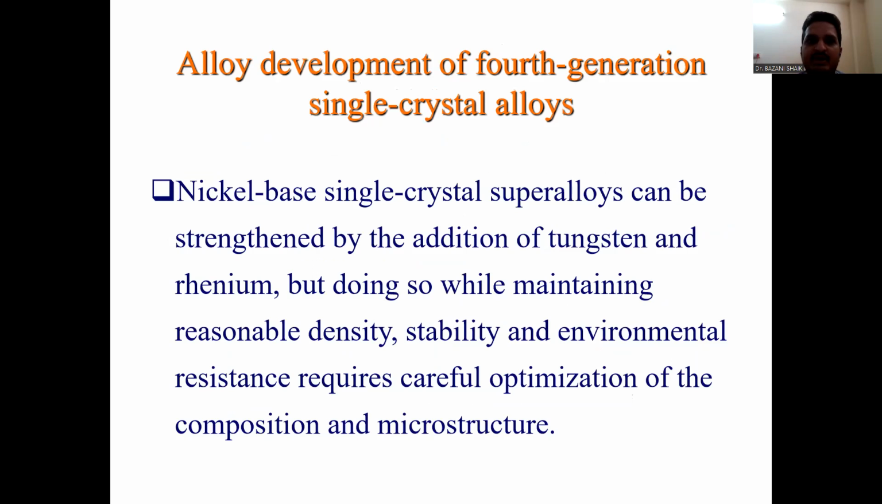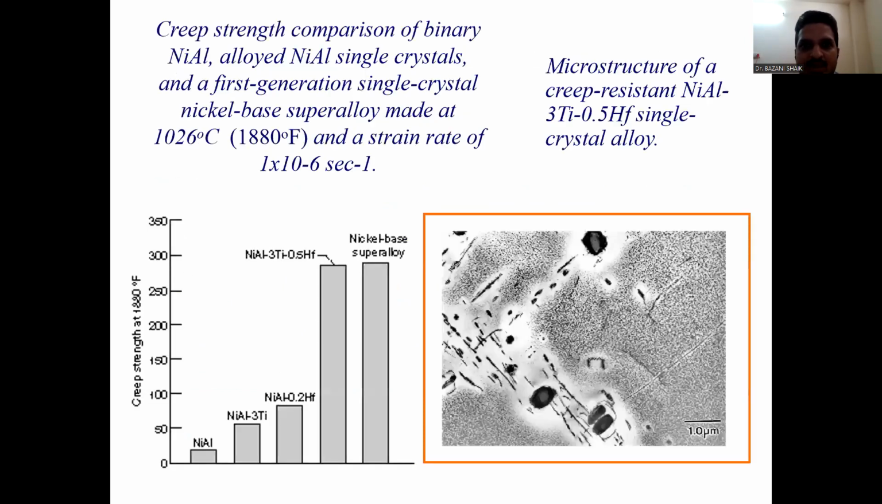And how do fourth generation single crystal alloys develop? These nickel-based single crystal superalloys can be strengthened by the addition of tungsten and rhenium. Doing so while maintaining reasonable density, stability, and environmental resistance requires careful optimization of the composition. These are the developments of the nickel-based alloy for the fourth generation alloy. This is the concept. You can understand how these nickel-based superalloys will be helpful, and how they provide stability without disturbing the environmental conditions at optimal levels.